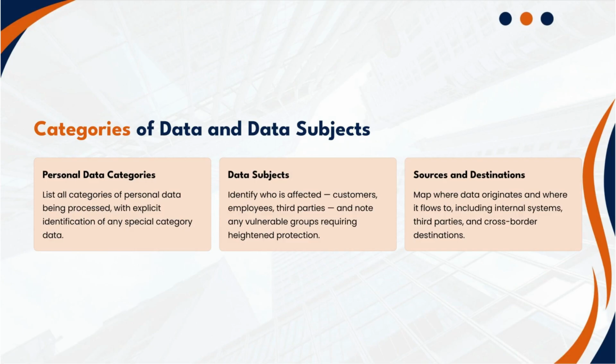Not all data carries the same weight. A name and email sit at one end. Health records, financial details, or biometric data sit at a far riskier end. So when you list your data categories, you're not just making an inventory, you're already hinting at where the risks will concentrate. Can you see how this sets up the risk work later?